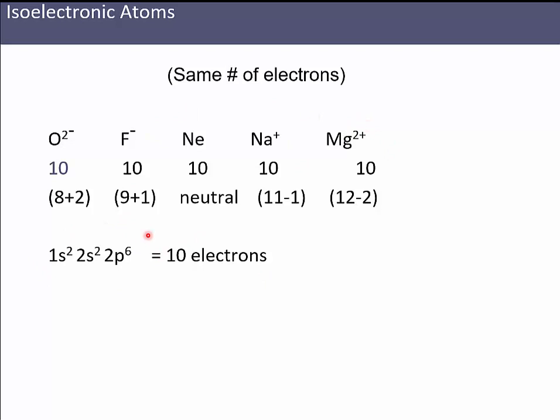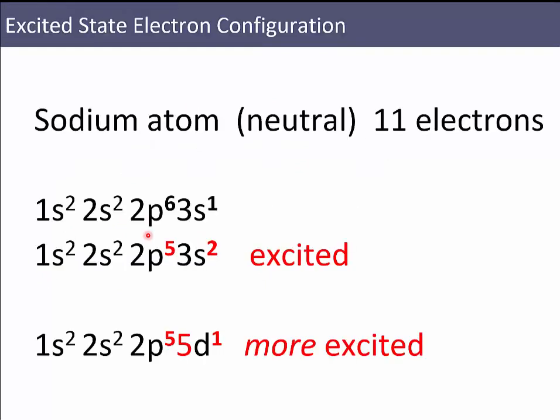So if you've got 10 electrons, whether you're an ion, neutral, or cation, you're going to have the same electron configuration. Okay? Now for an excited state. If you've got a neutral sodium, it's got 11 electrons, and you have your neutral configuration, 1s2, 2s2, 2p6, 3s1, you can excite it from a p to an s. So you can take one of the electrons out of here, put some energy into it, and move it into a 3s. Or it can be even more excited, so maybe you move it from a 2p orbital out into a 5d.